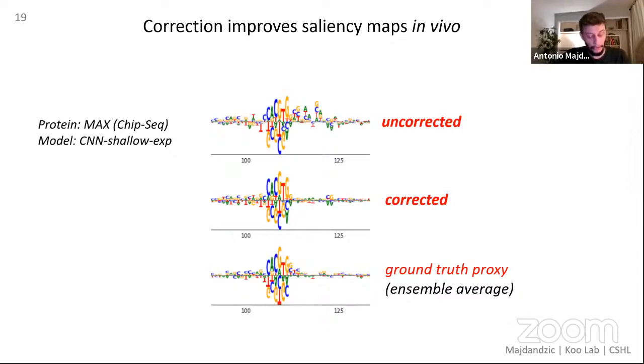A correction indeed improves saliency maps in vivo. Here is an anecdotal qualitative example. The top sequence represents the saliency map before the correction. The second row shows the corrected saliency map. This map is indeed much more similar to the ground truth proxy, which is at the bottom.